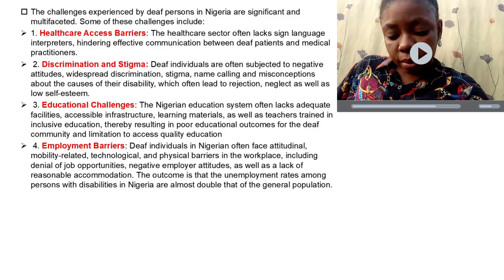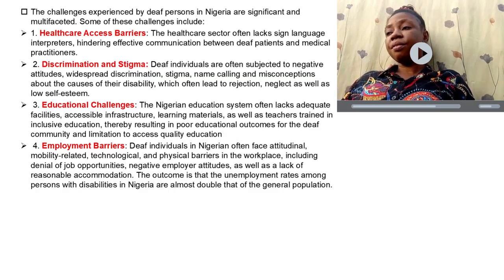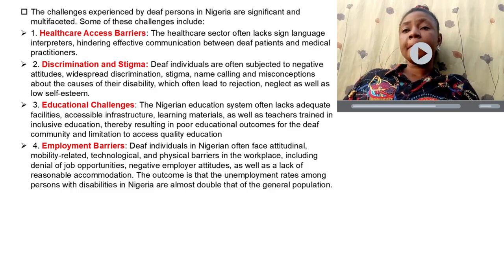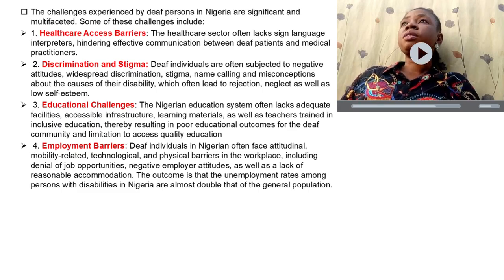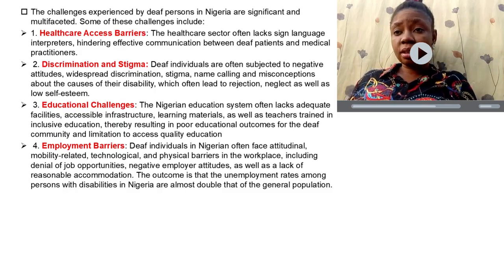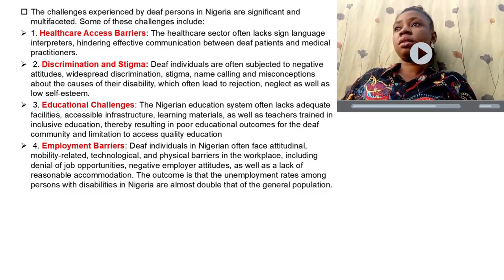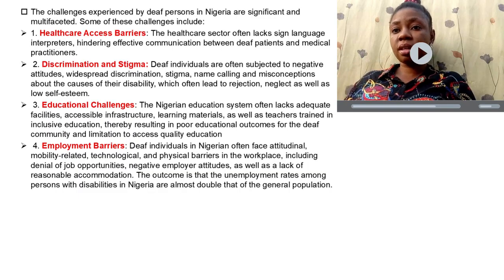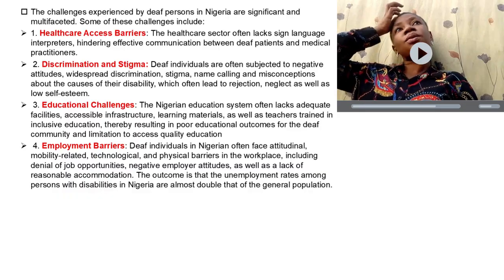So we talk about the educational challenges that are faced by deaf persons. So in Nigeria, deaf persons face educational challenges. Most times these deaf persons don't have qualified special education teachers that are there to make sure that their educational needs are met. Most of the deaf schools in Nigeria don't have enough sign language interpreters to help the deaf persons.